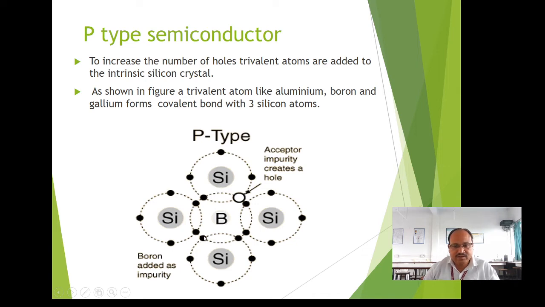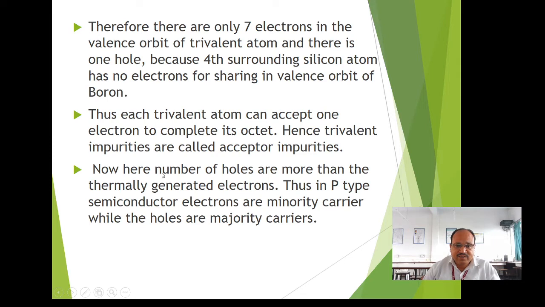Now as one atom of boron is creating one hole, if we add, suppose, 1 lakh boron atoms, they will create 1 lakh holes. Now these holes will be in excess of the thermally generated holes. So therefore in p-type material, the number of holes will be greater than the number of electrons.